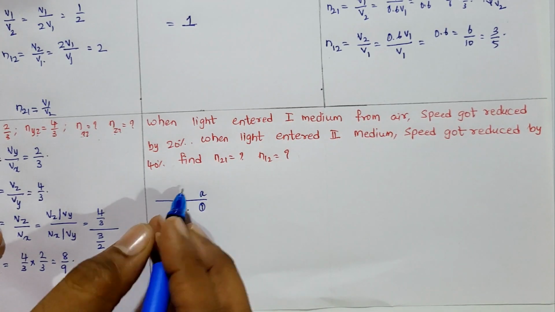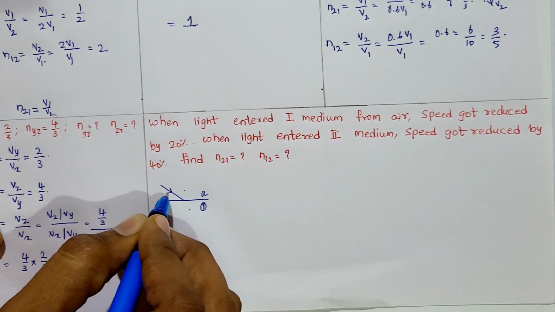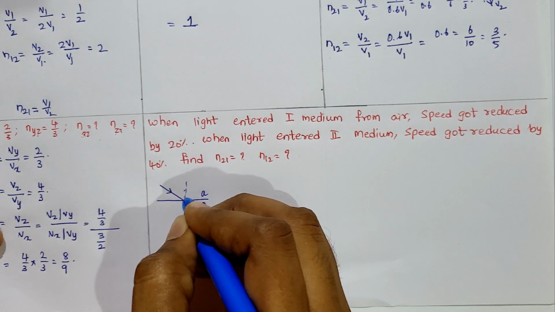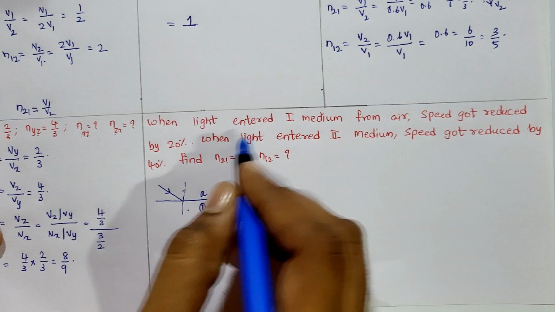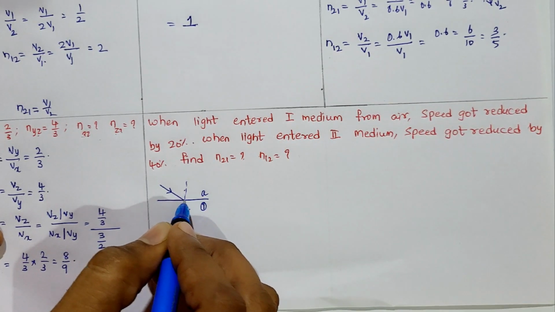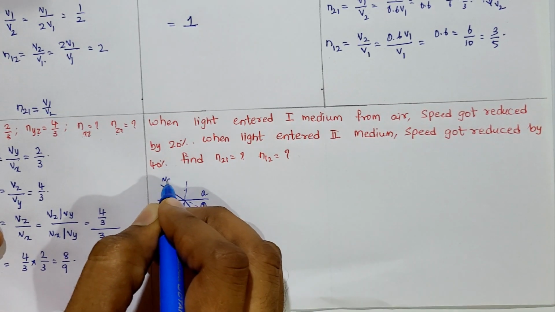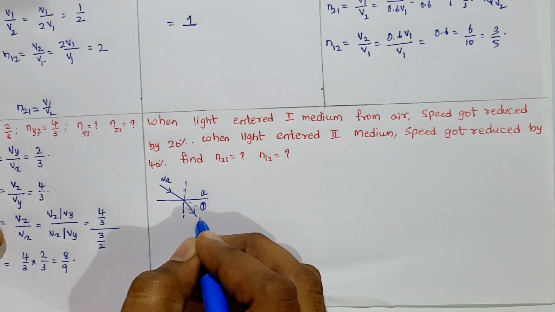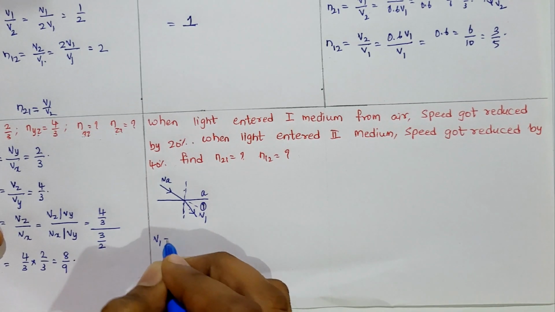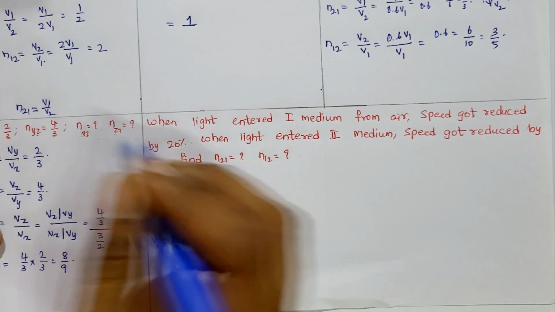When light passes from, just imagine, from air to medium number 1, then the speed got reduced by 20%. 20% reduced means what, 80% is remaining, correct? So if here it is VA, here it is going to be 80%, which means V1 will be equal to 0.8 VA.